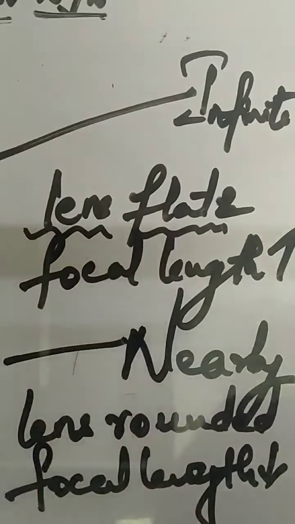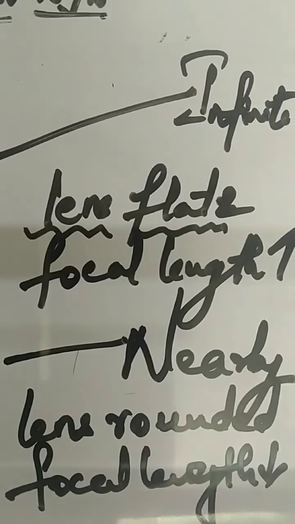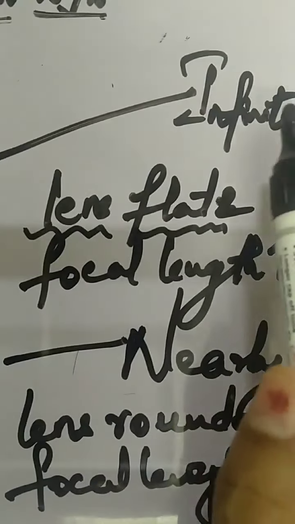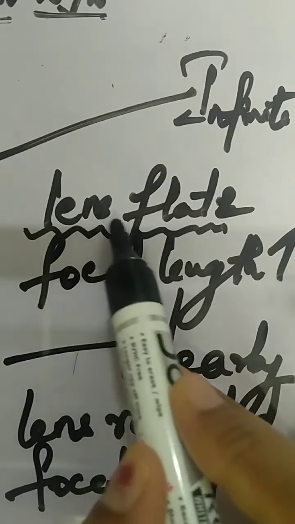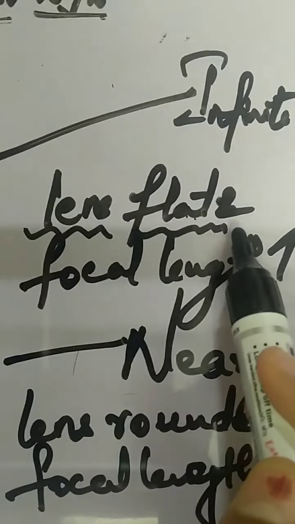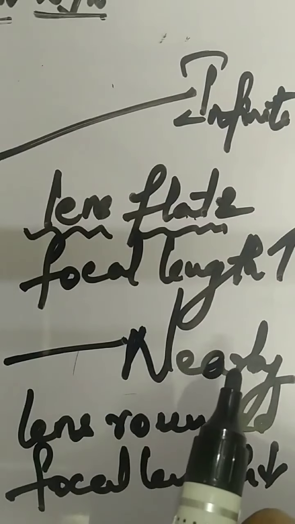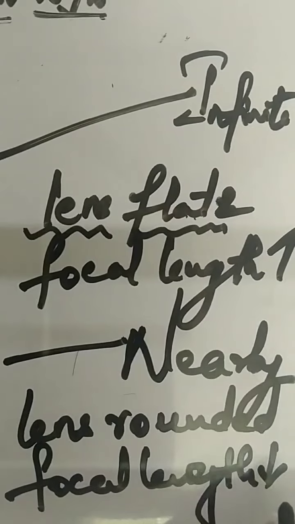So because of the special characteristic of the lens, as it can adjust, we can see the objects clearly irrespective of the distance. Even if it is at an infinite distance, the lens will do its work. What will it do? Lens flat हो जाता है, focal length बढ़ा देता है. अगर बाजू में है object तो lens round हो जाता है, focal length decreases. Keep this point in your mind.